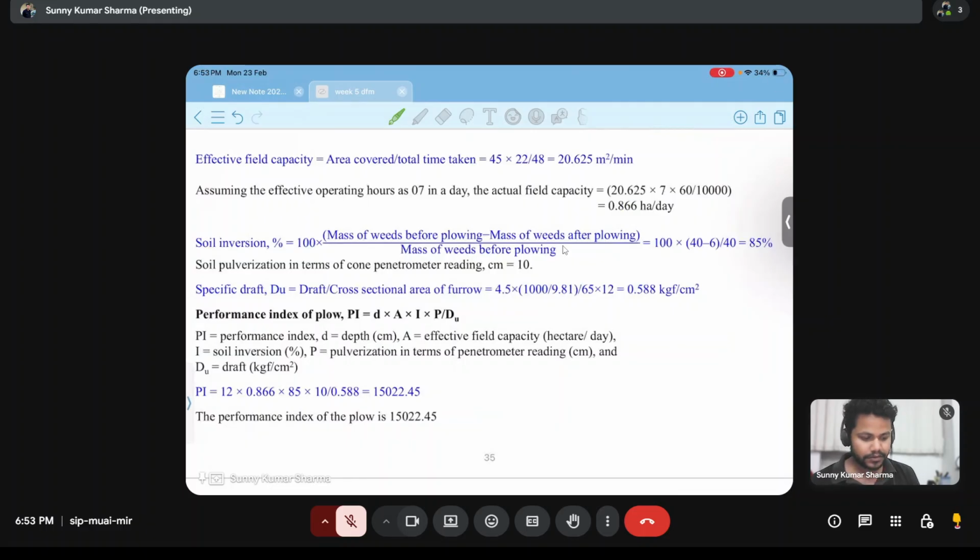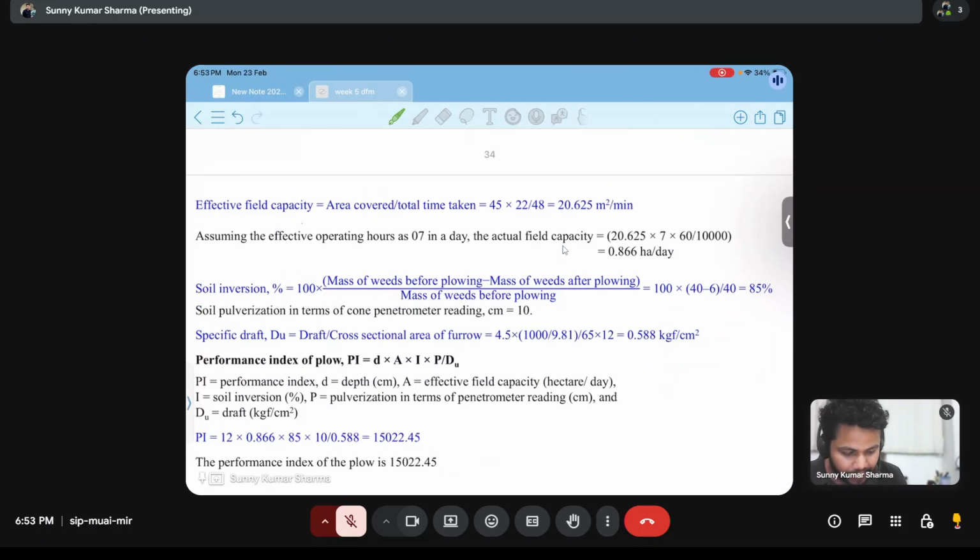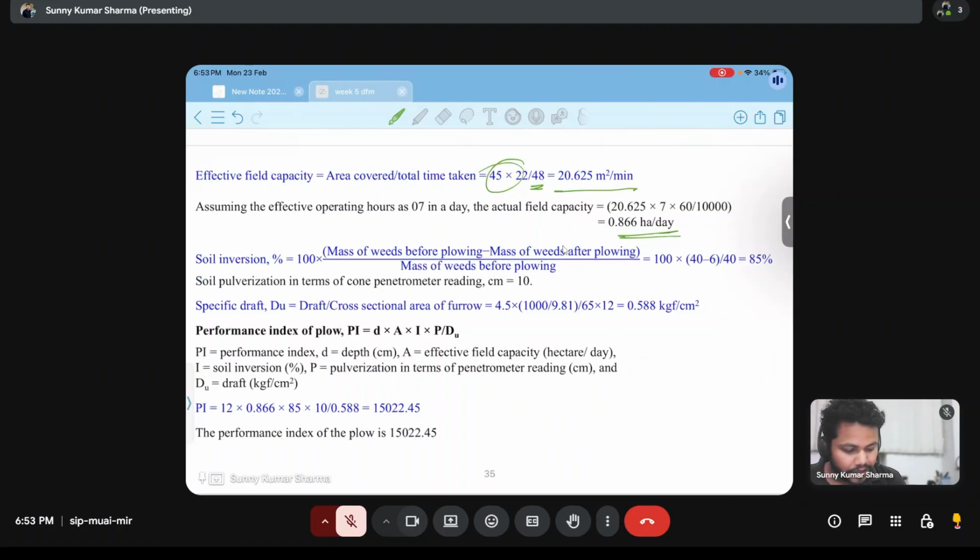We have to remember all that unit conversion. Like here, suppose the effective field capacity is this, 45 into 22 area being covered in 48 minutes. So this will be this much meter square per minute, and we are converting it into hectare per day. That unit conversion is the part. So soil inversion will be the mass of weeds before plowing minus the mass of weeds after plowing, and this will come as 85%.